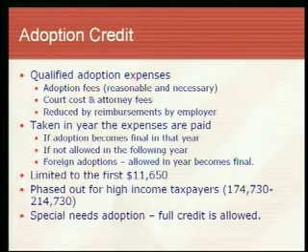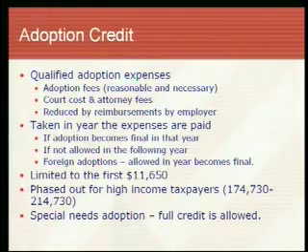That adoption credit is going to be taken in the year that the expenses are paid, if the adoption becomes final in that year, and we'll look at some examples. If not, then it's going to be allowed in the following year. Okay. For foreign adoptions, no matter how much expenses and how many years they're spread over, that credit is going to be taken in the year that the adoption becomes final.